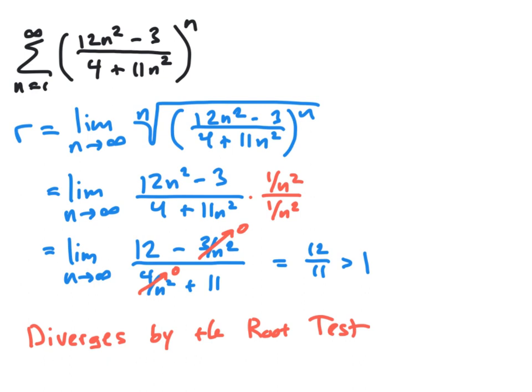When we simplify this and evaluate our limit, we get a value of 12/11ths, which is bigger than 1. Since we have the limit of the nth root of our nth term equaling a number greater than 1, this series diverges by the root test.